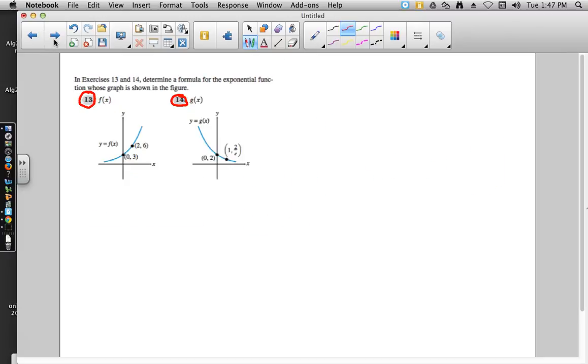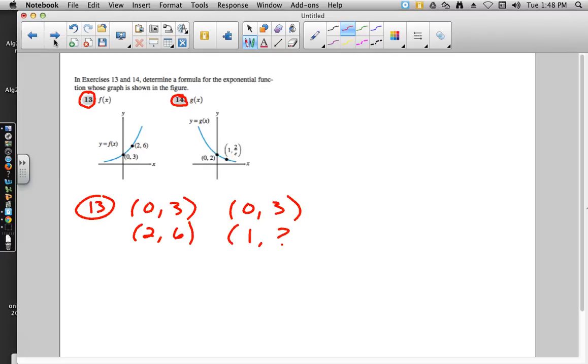Number 13 says in exercises 13 and 14, determine a formula for the exponential function whose graph is shown in the figure. And what you have to pay attention to in number 13 is that this is not going by ones. We jump from 0 to 2. So this was 0, 3, and then it was 1, something, and then 2, 6. So we think, well, how did they get that? I mean, we already know what a is. A is 3, because that's our initial value of 3.